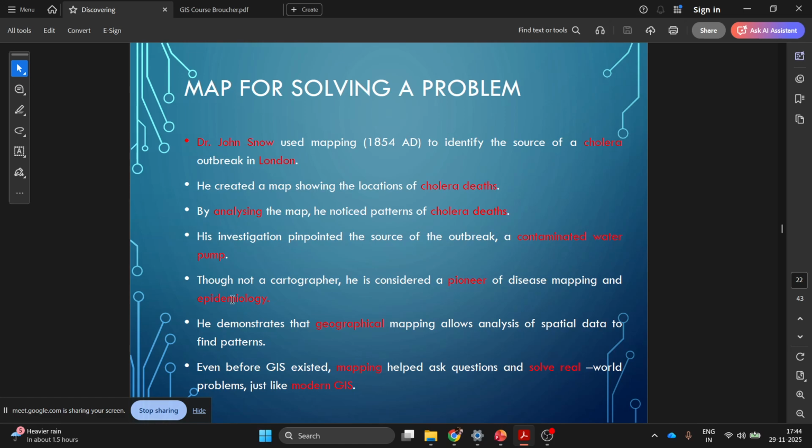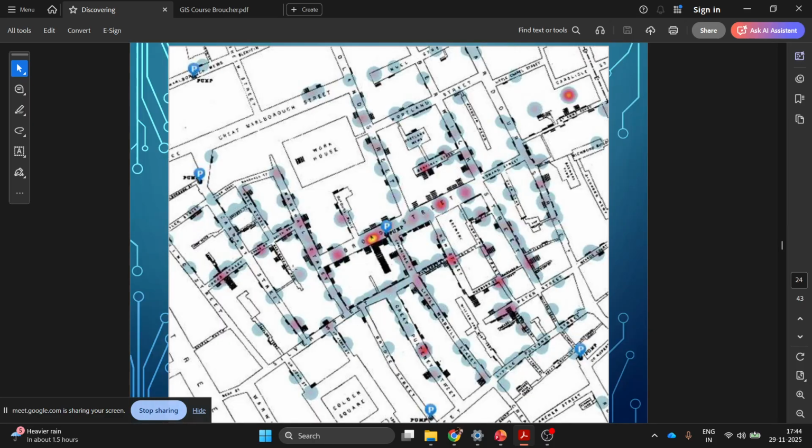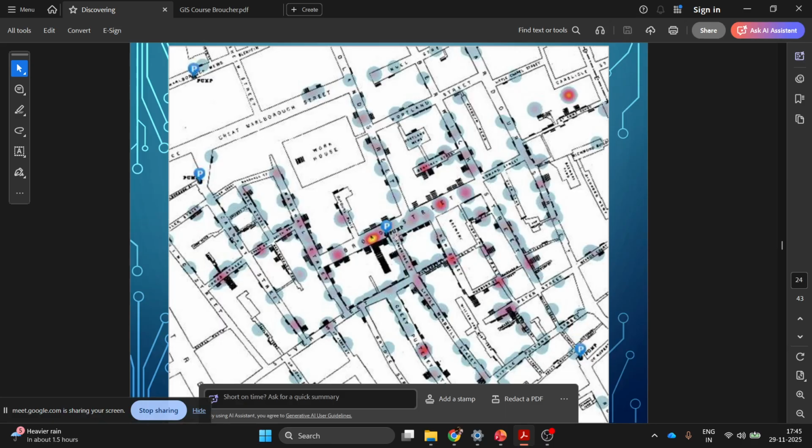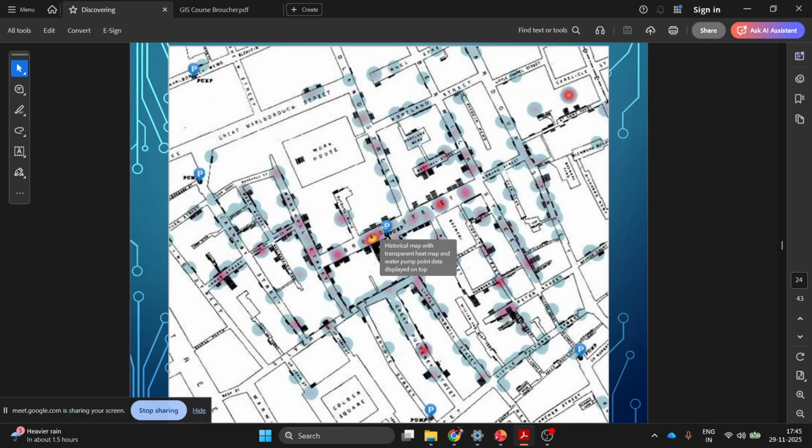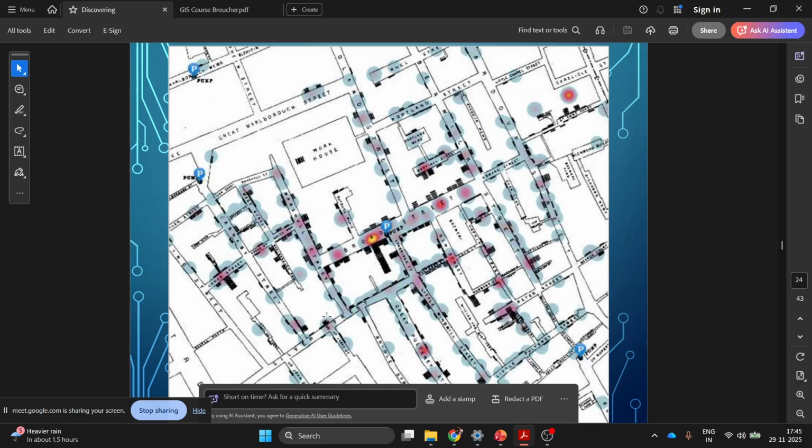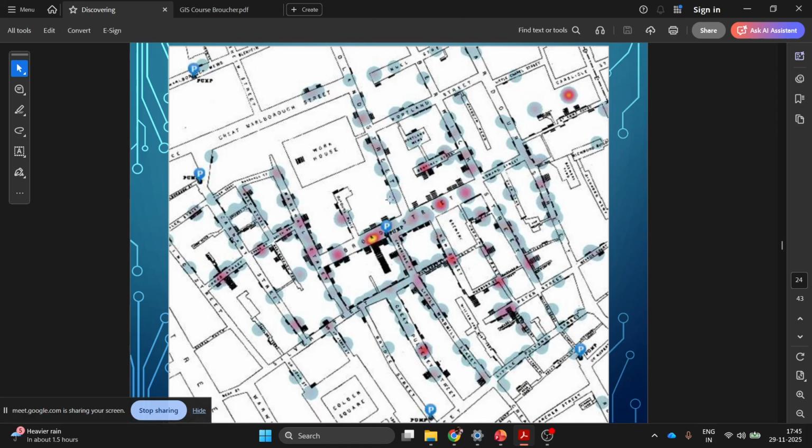Though not a cartographer, he is considered a pioneer of disease mapping and epidemiology. He plotted the data and found the reason for this cholera outbreak. Here you can see there is a contaminated well located in this particular area, and people were drinking water from this pump. As we already know, cholera spreads through water, so people who drank this water got infected. He collected the data from that area, plotted it on a map, analyzed the map, and was able to pinpoint the problem behind the outbreak.